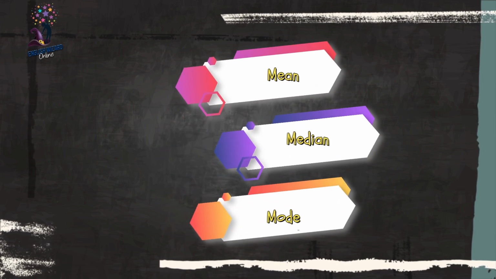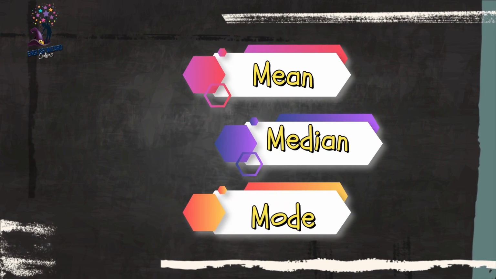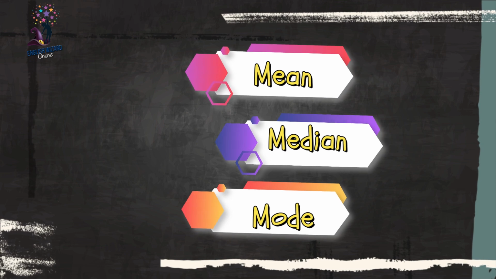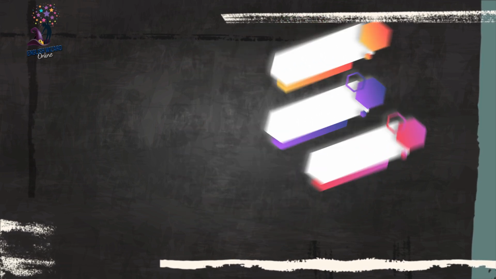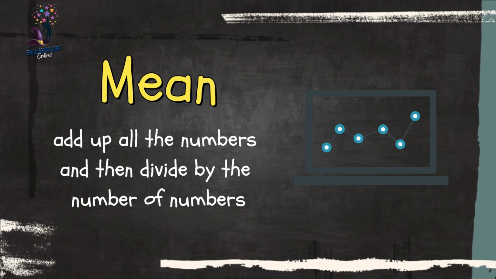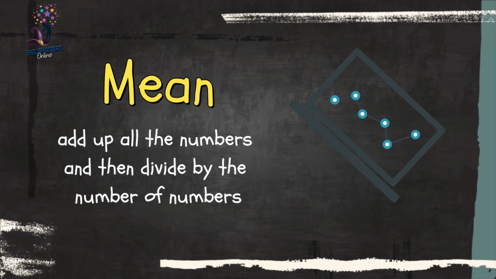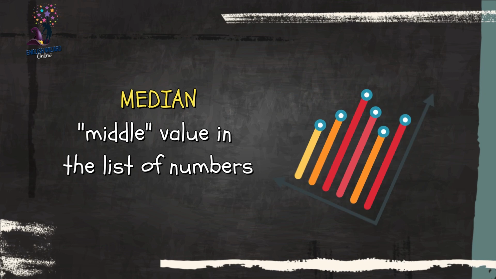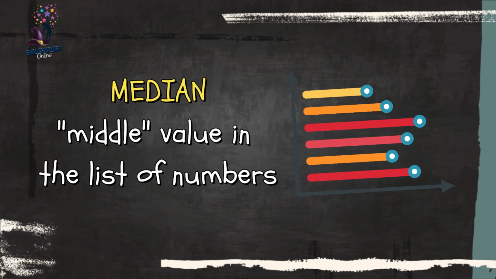Mean, median, and mode are three kinds of averages. There are many averages in statistics, but these are the three most common. The mean is the average you're used to, where you add up all the numbers, and then divide by the number of numbers. The median is the middle value in the list of numbers.